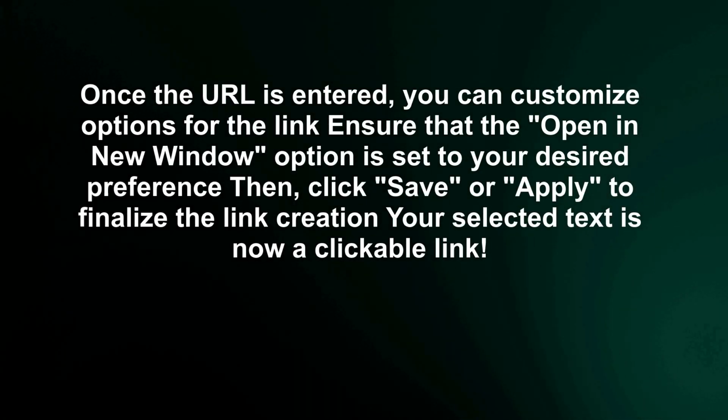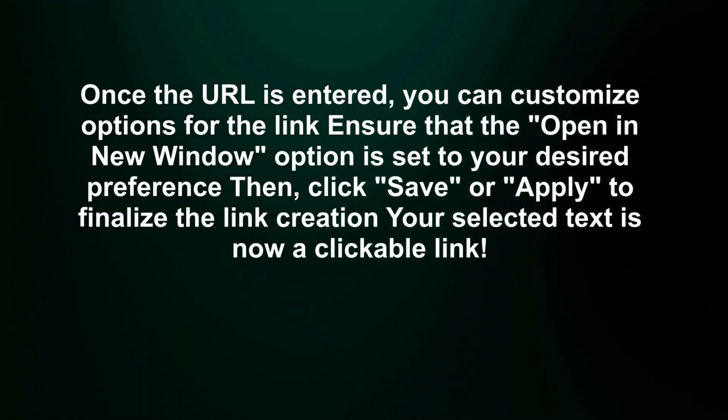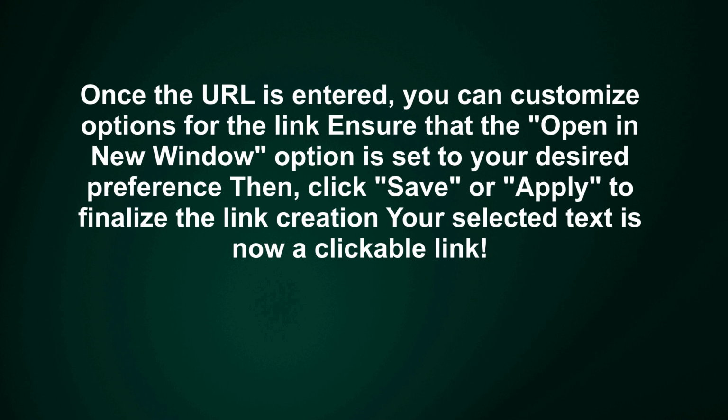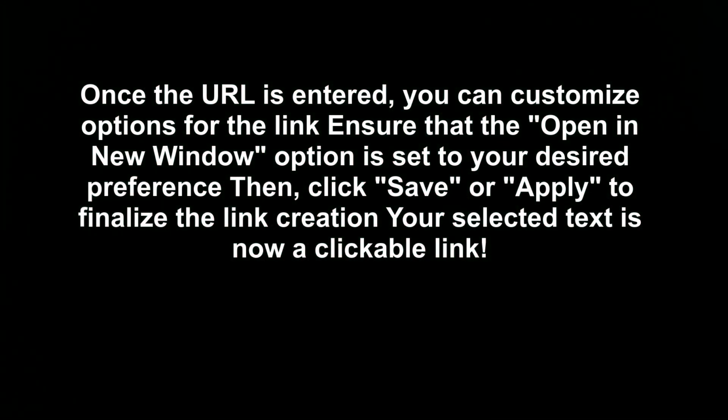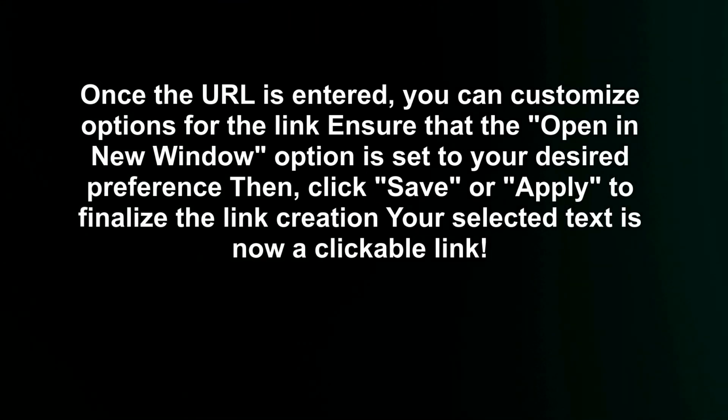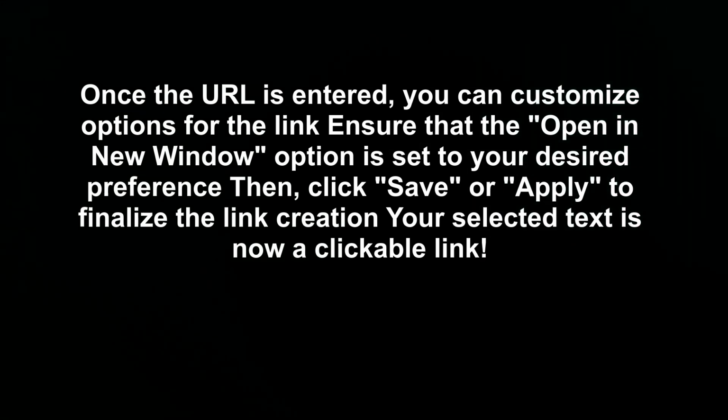Once the URL is entered, you can customize options for the link. Ensure that the Open in New Window option is set to your desired preference. Then, click Save or Apply to finalize the link creation. Your selected text is now a clickable link.